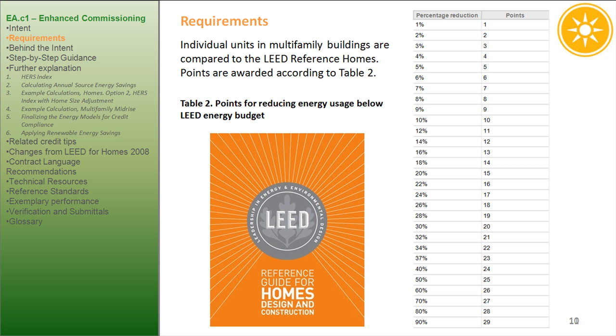30% reduction equals 20 points. 32% reduction equals 21 points. 34% reduction equals 22 points. 37% reduction equals 23 points. 40% reduction equals 24 points. 50% reduction equals 25 points. 60% reduction equals 26 points. 70% reduction equals 27 points. 80% reduction equals 28 points, and 90% reduction equals 29 points.